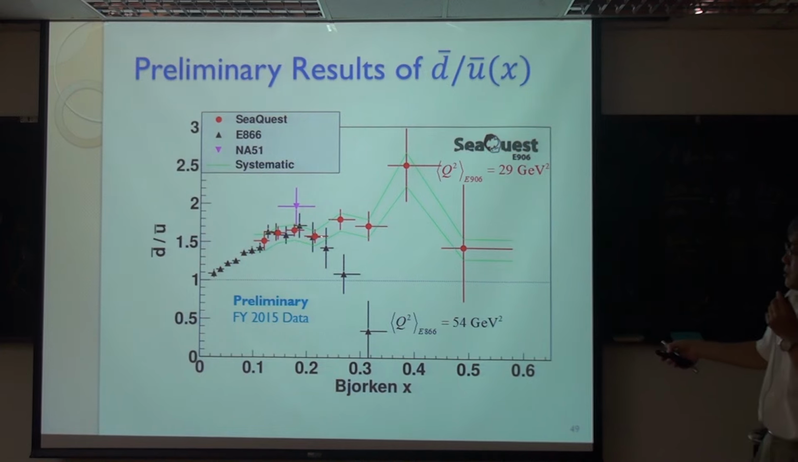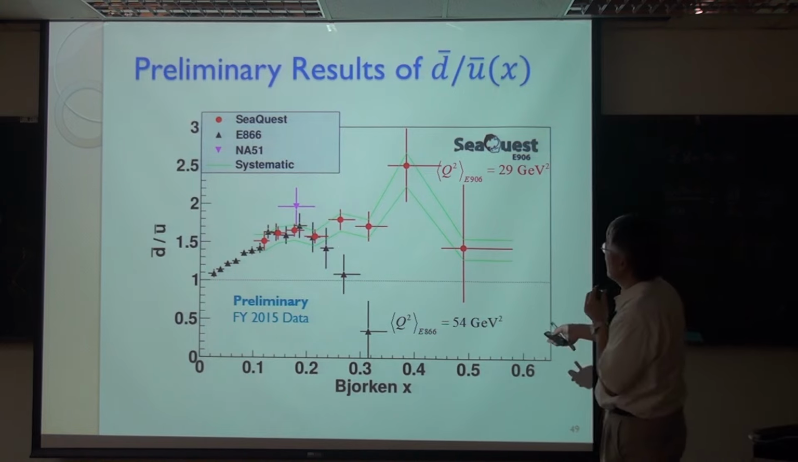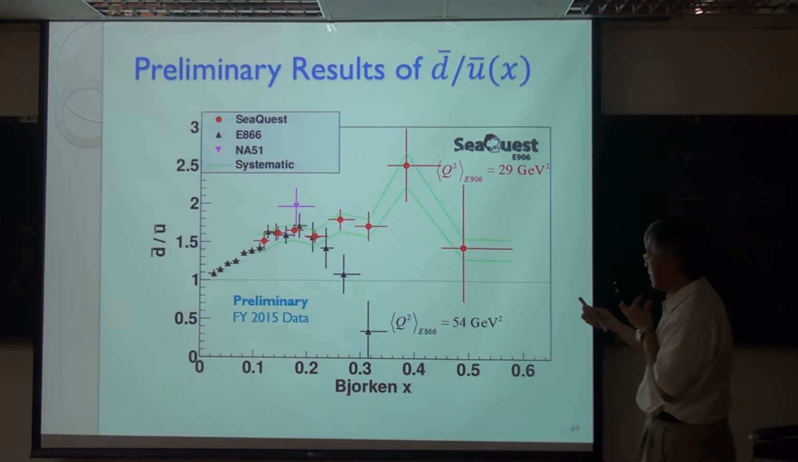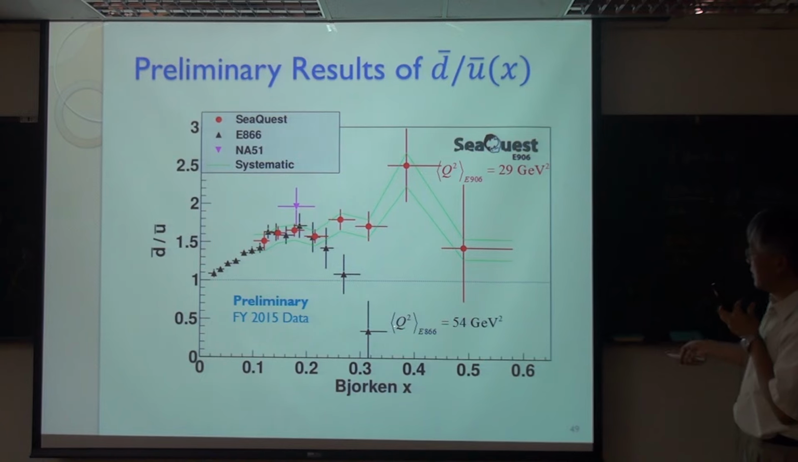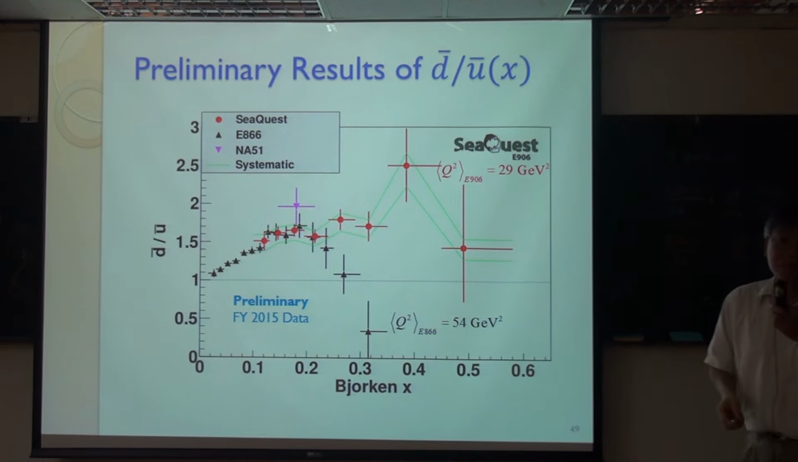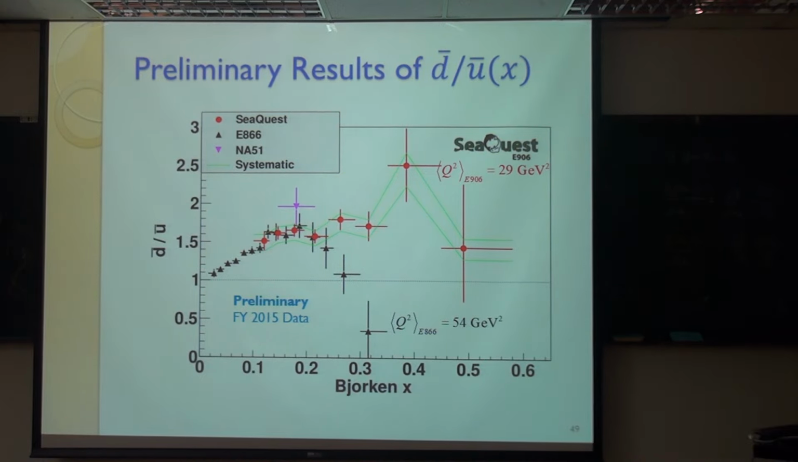You actually find a good agreement with E866 in the D bar over U bar ratio here. But then, right now, our measurement indeed shows a deviation. So, the E866 data, including systematics?